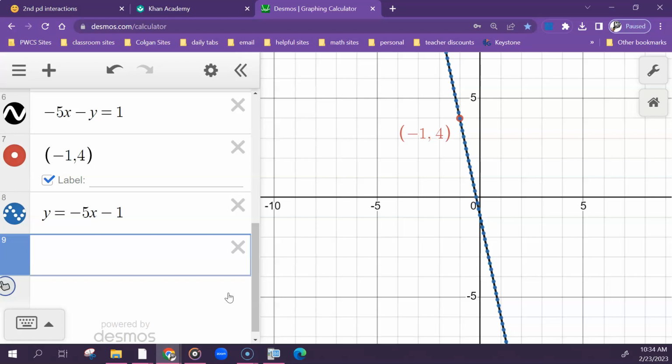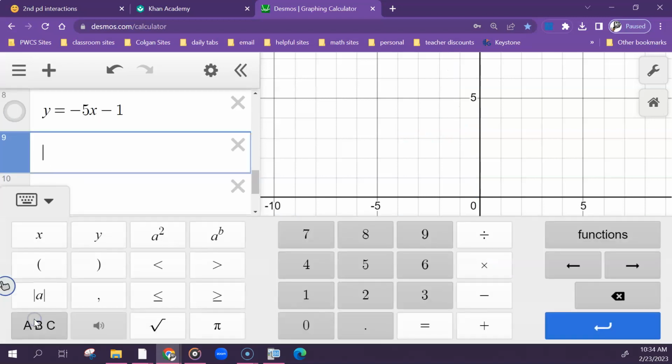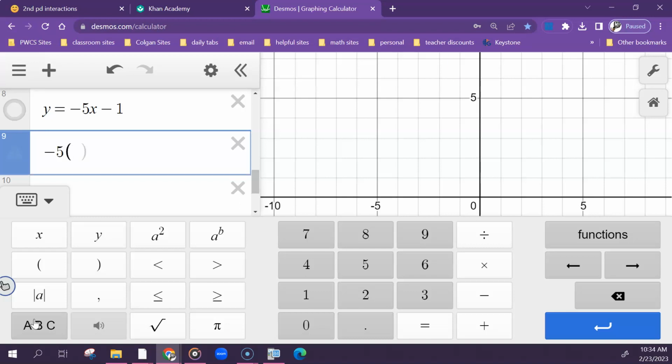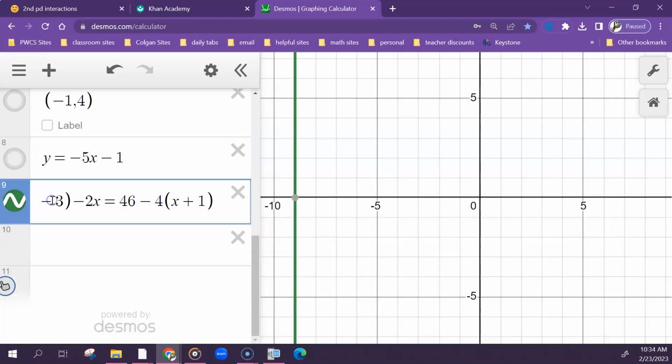For 5, as with all equations, you can type that into Desmos. It'll solve it for you. I'm going to type that over here: 5 times x minus 3 minus 2x equals 46 minus 4 times x. As you type in everything, it will solve it for you and tell you what that answer is. X equals negative 9.